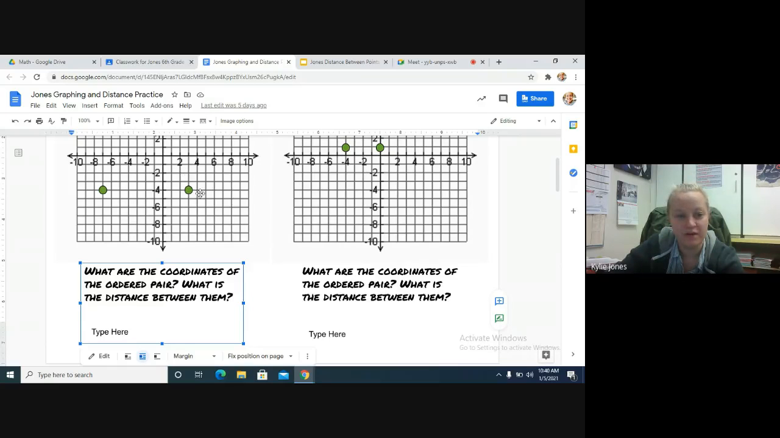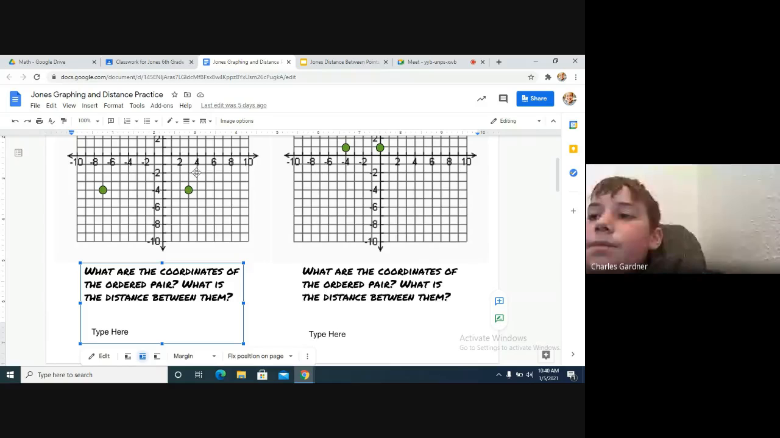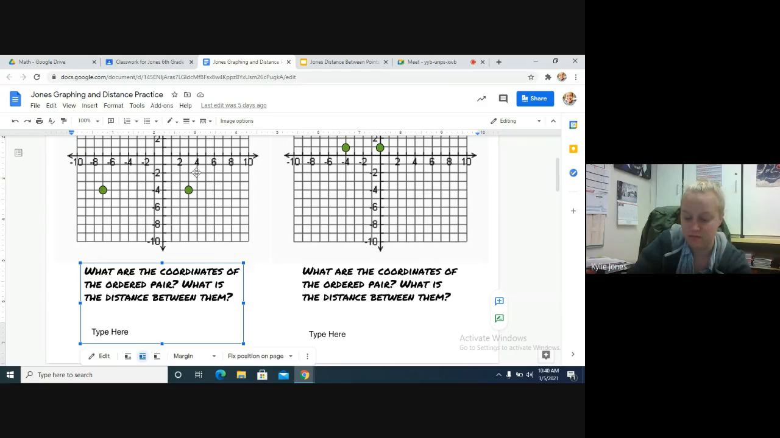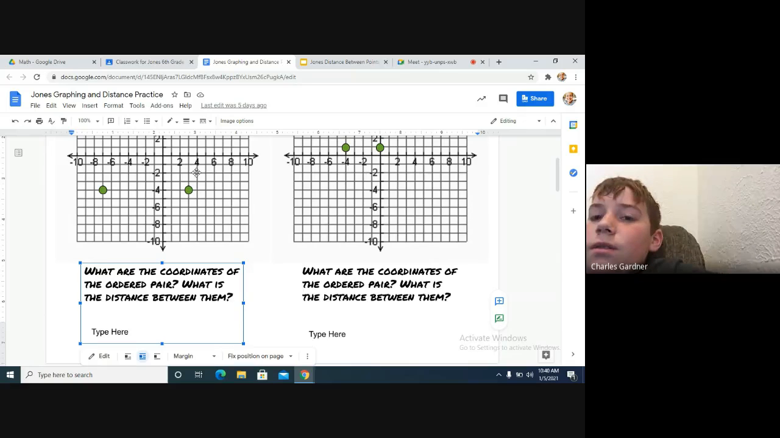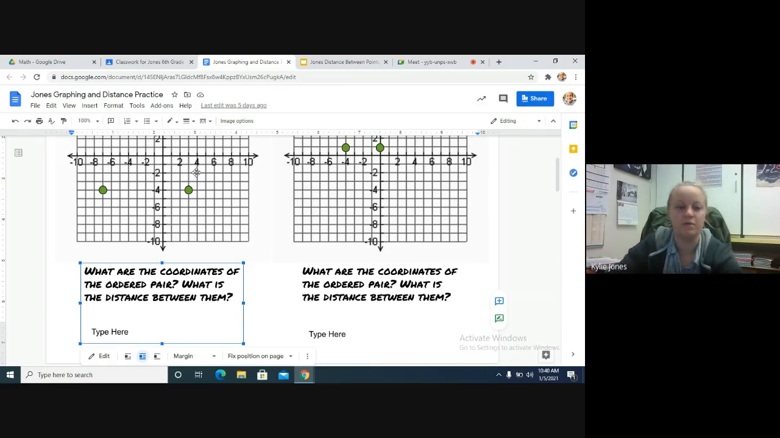Okay. Then we need to find the ordered pair of the one on the right. So what would this one be? I'm going to call it point. So we're to the right 3, so that's a +3, and then how many do we go down? 4. Good, which means it's a -4.